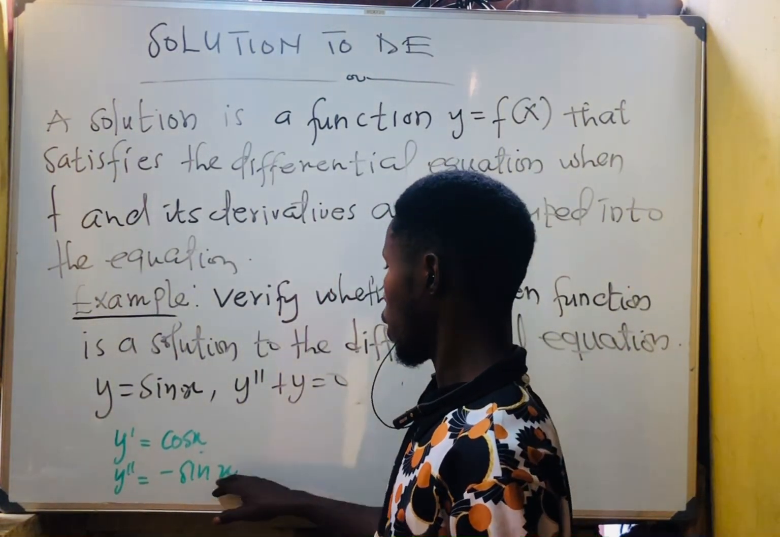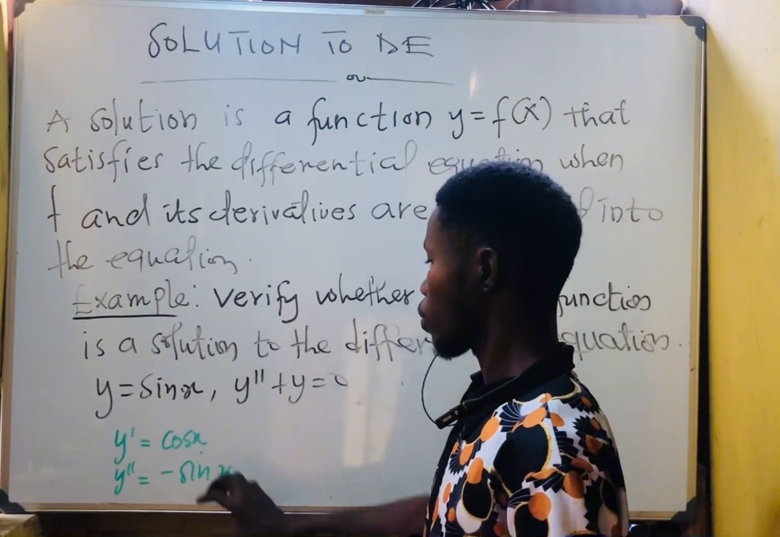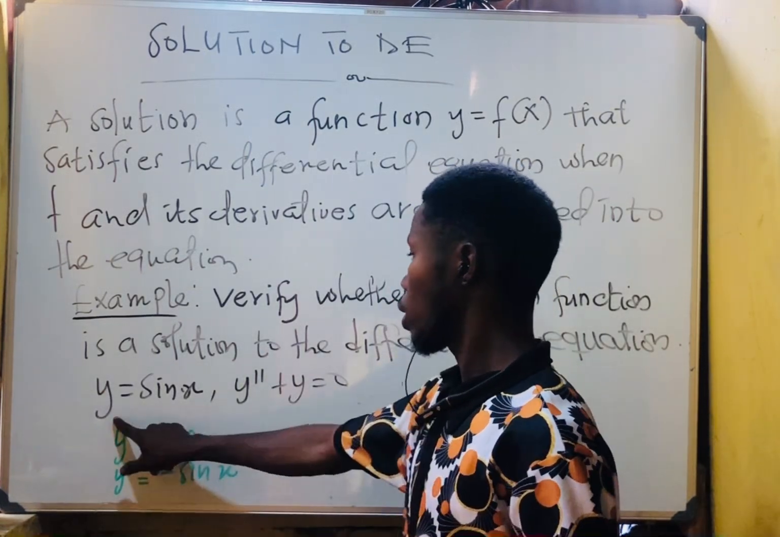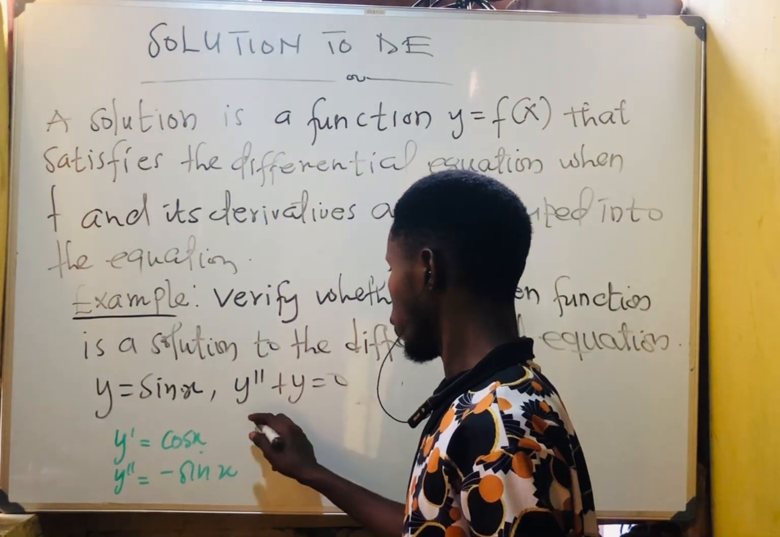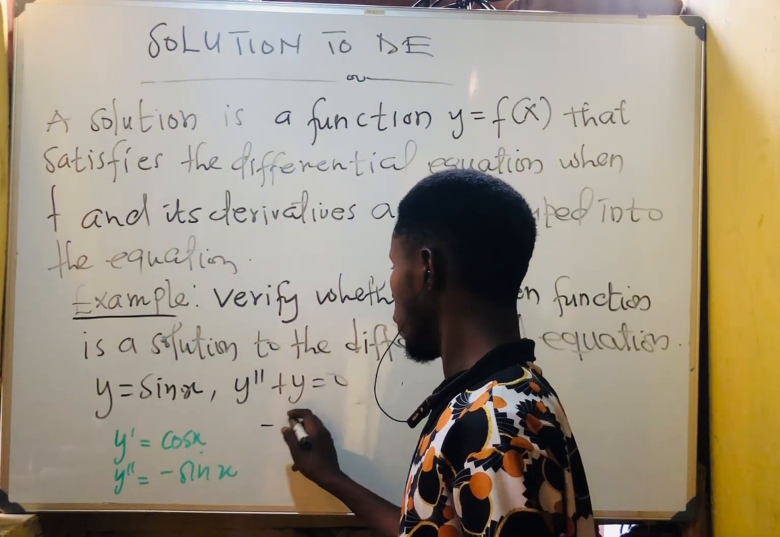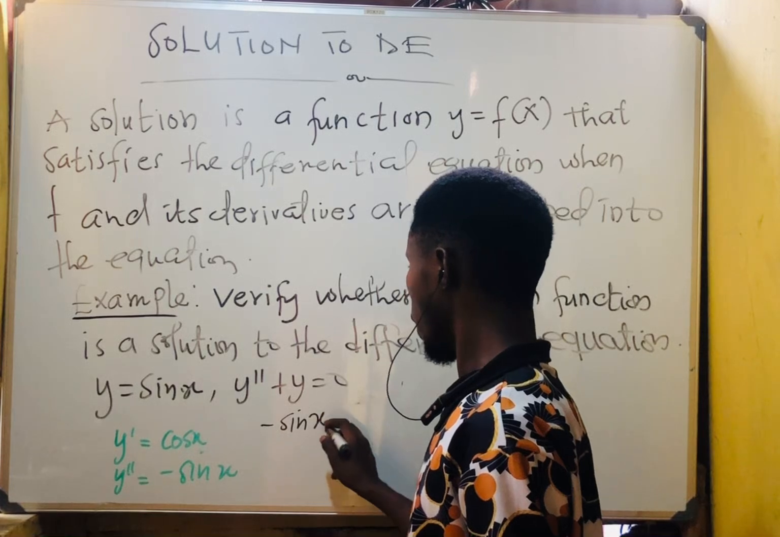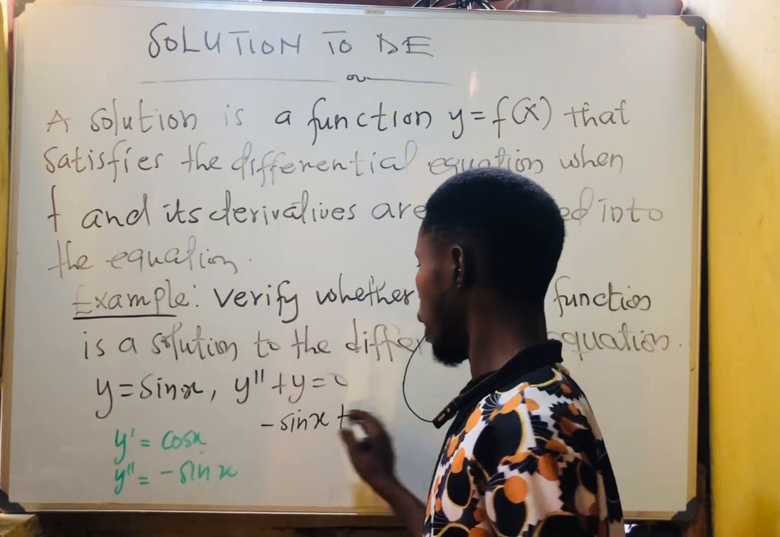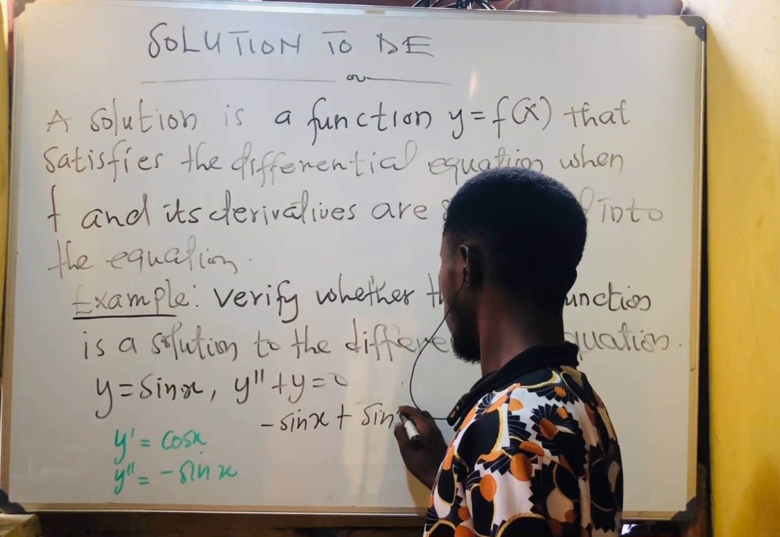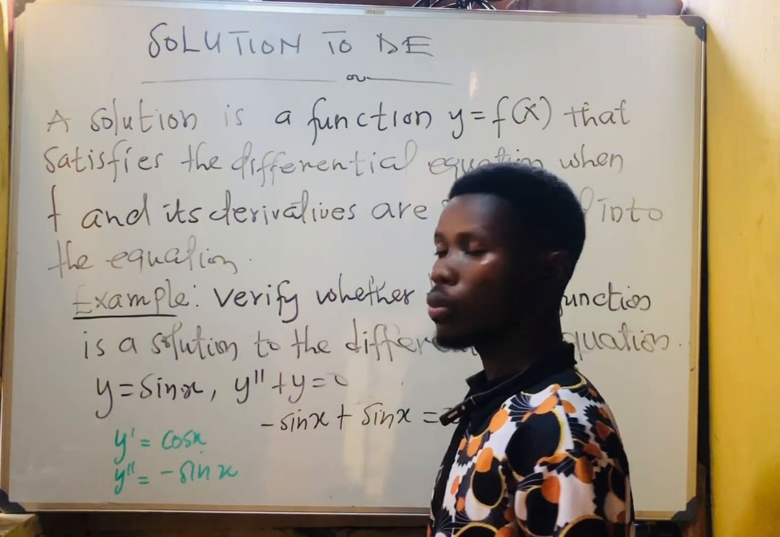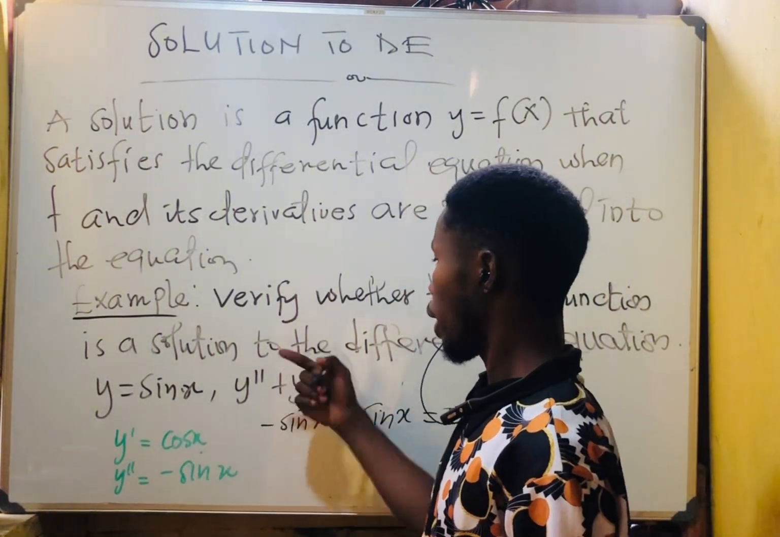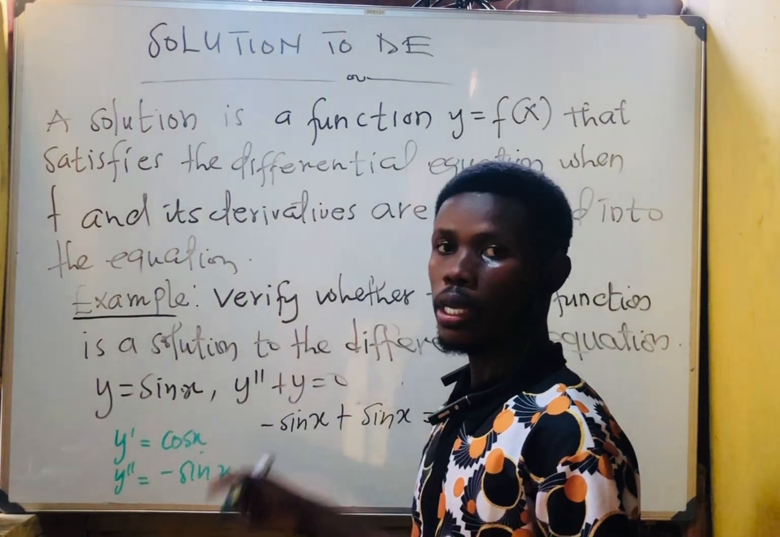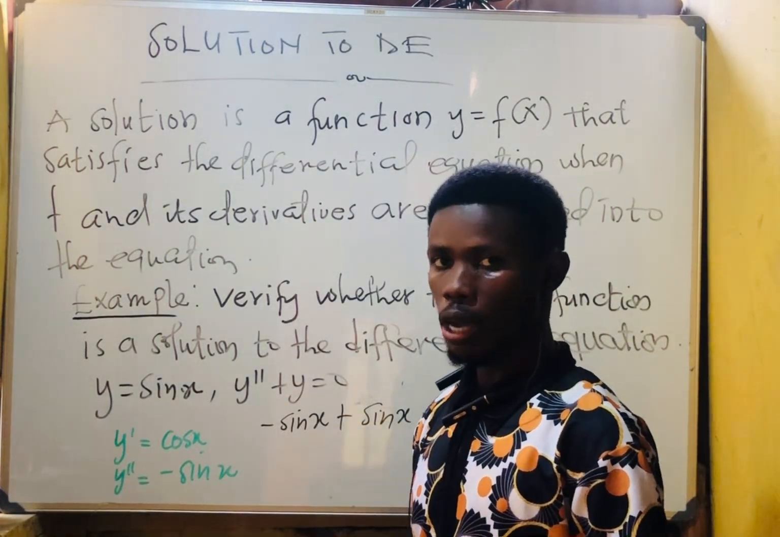And after getting this, let's substitute these two into this. The y prime prime into this, then the y where this y is. When I do that, I'm going to have y prime prime is now negative sine x plus y is sine x. And this will give us 0. So therefore, we are saying that this function y equals sine x is a solution to the differential equation. I hope you understand that.